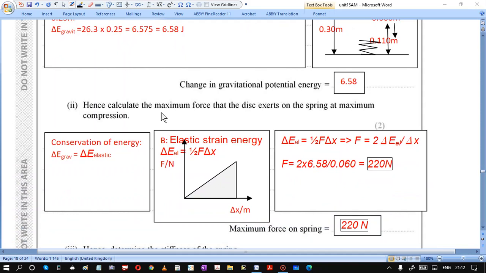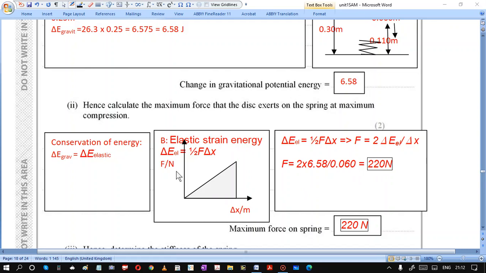Right. Hence calculate the maximum force that the disc exerts on the spring at maximum compression. Conservation of energy tells us that change of gravitational potential energy equals change in elastic potential energy. So we have a graph, and according to this graph, the change of potential energy equals half maximum force by maximum compression. Substituting in this formula, rewriting it for F, we get force equals 120 Newton.